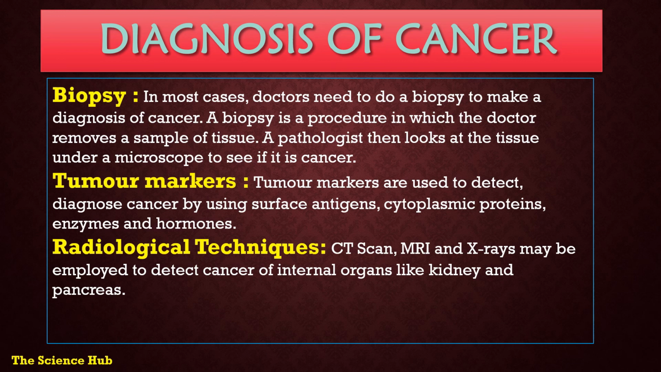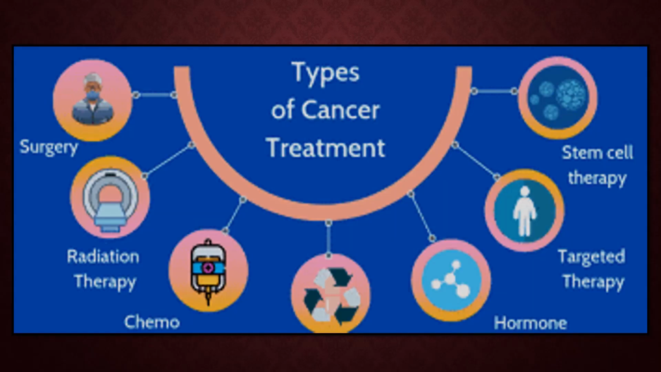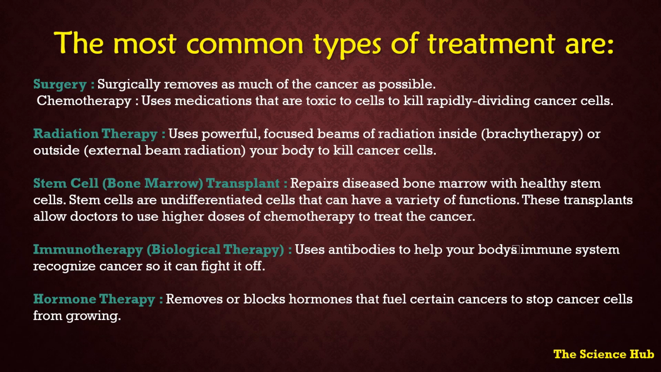Then comes the radiological techniques. First of all, CT scan, then MRI and X-rays may be employed to detect cancer of internal organs like kidney and pancreas. Here are the types of cancer treatments you can see, that is by surgery, radiation therapy, chemotherapy, hormones, targeted therapy, then stem cell therapy, and many more. The most common types of treatments are shown below.